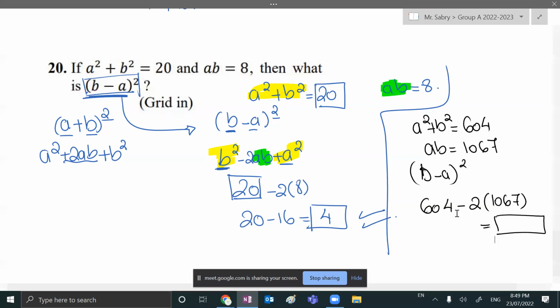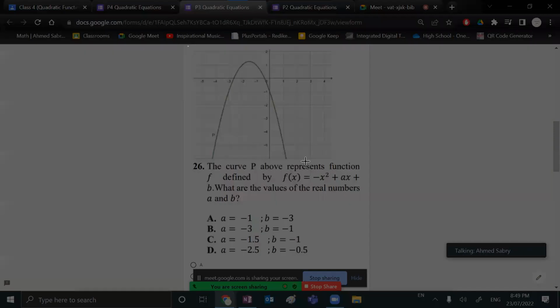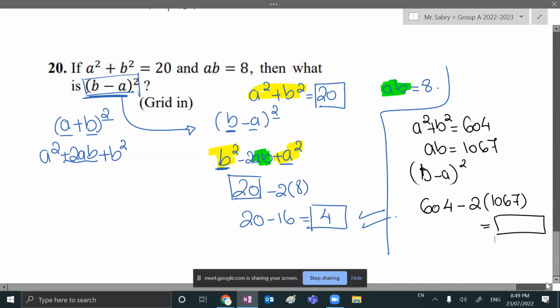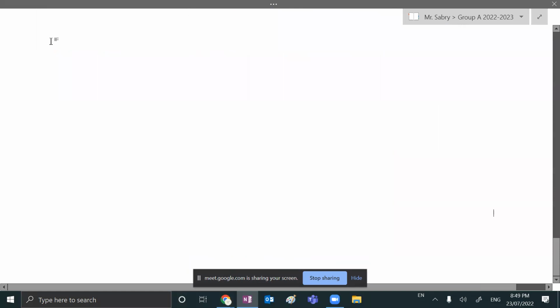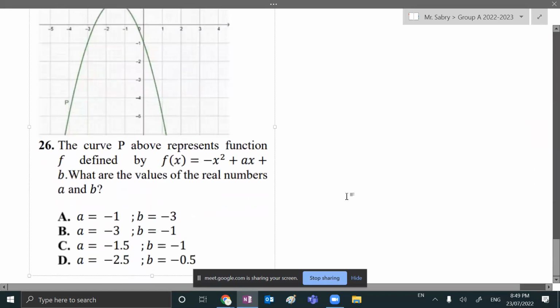Yalla, let's try the next one. In this one, it's actually similar to a question we've solved earlier. You're given the graph, and you're asked a few questions about the coefficients of the terms, which are the A and the B and so on. So here's the parabola, the graph of it. You're told that the parabola has this equation right here, or this is the function, negative x squared plus ax plus b. What are the values of A and B? So we just need to find the A and B.